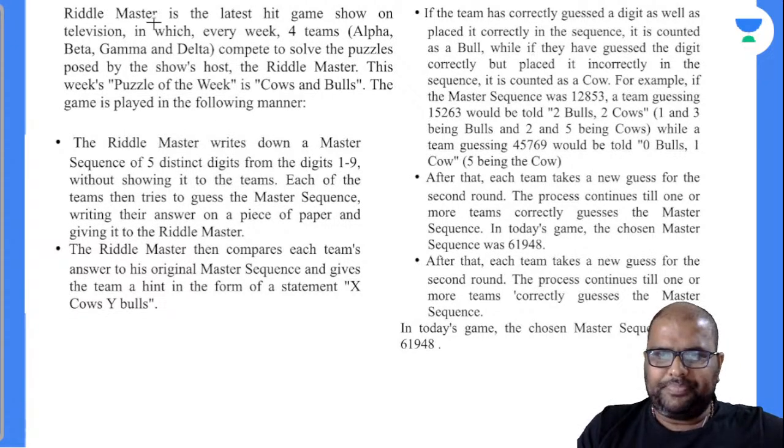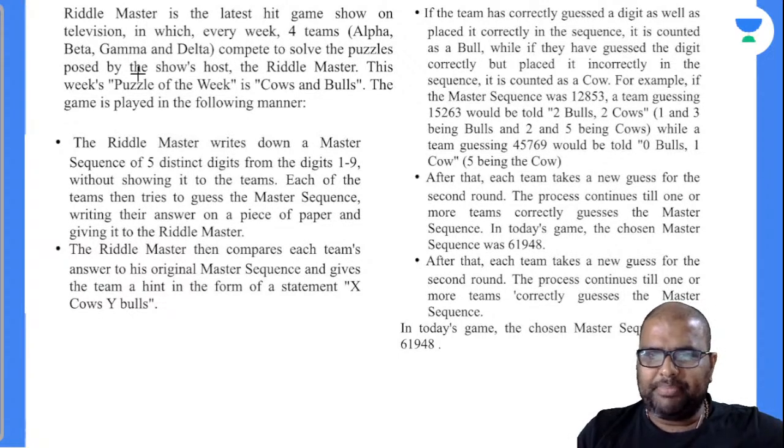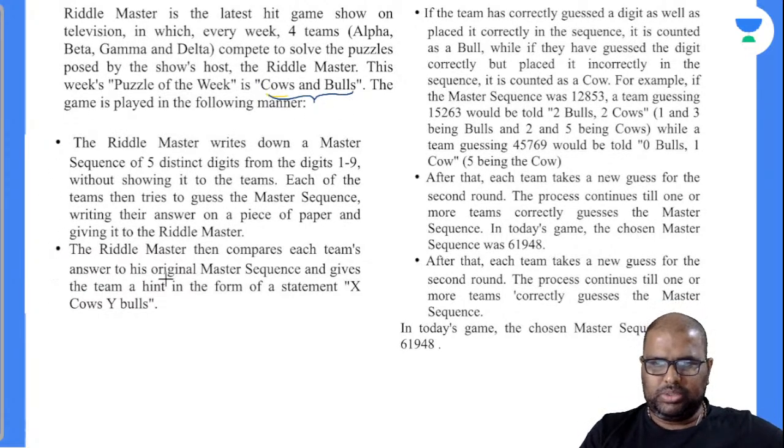Riddle Master is the latest hit game show on television, in which every week 4 teams, Alpha, Beta, Gamma and Delta, compete to solve the puzzles posed by the show's host, the Riddle Master. This week's puzzle of the week is Cows and Bulls. Now this week's puzzle name is Cows and Bulls, it seems. The game is played in the following manner. Now what are the rules there?